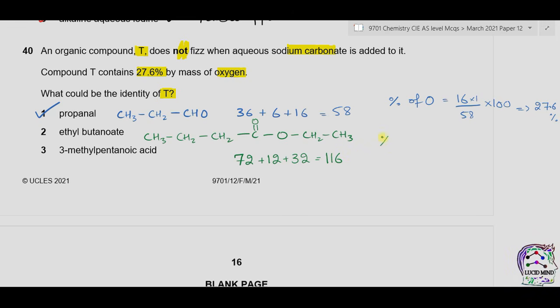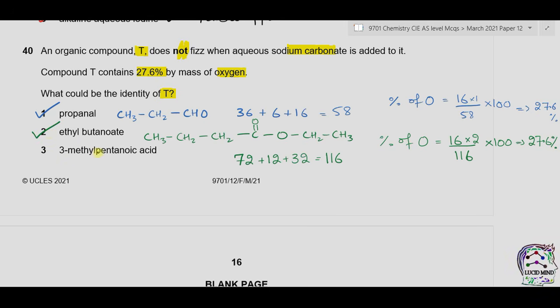Let's find the percentage of oxygen. Atomic mass of oxygen is 16. Number of atoms in this compound is 2. Molecular mass of this compound is 116 into 100. So it comes equal to 27.6%. Option 2 is also correct.